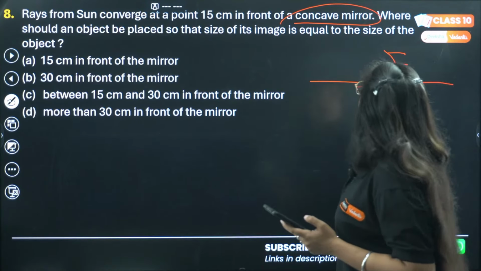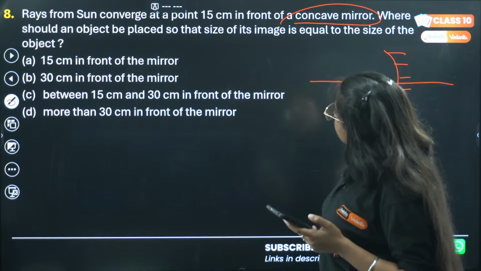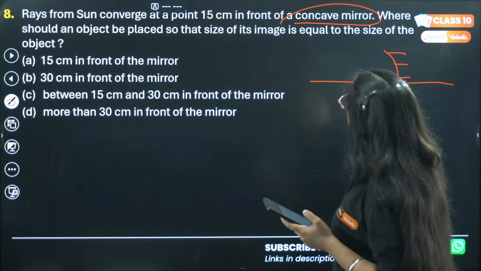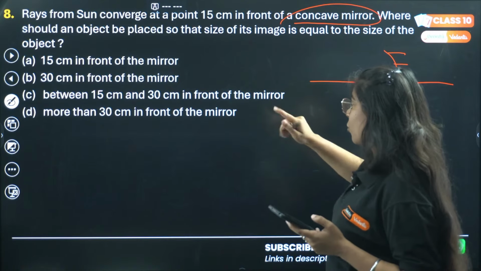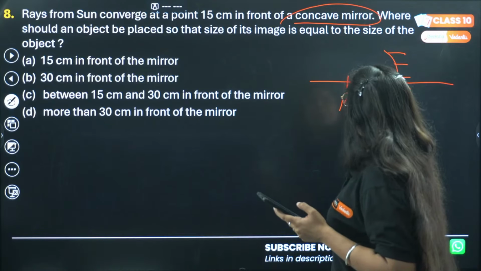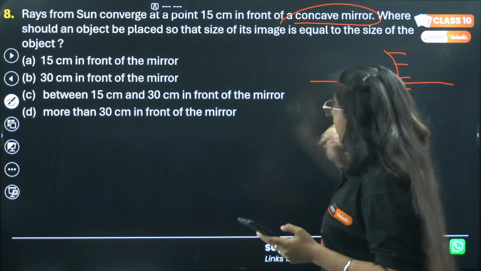Where should an object be placed so that the size of its image is equal to the size of the object? Its focal length is 15 centimeter. Tell me the answer of this question.